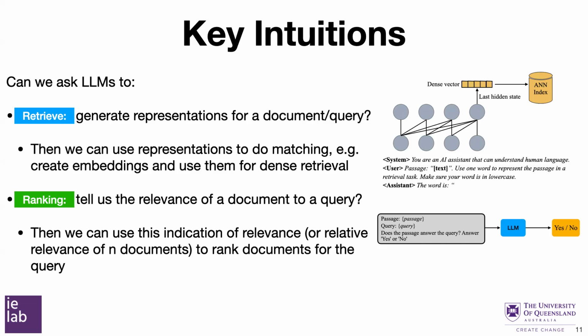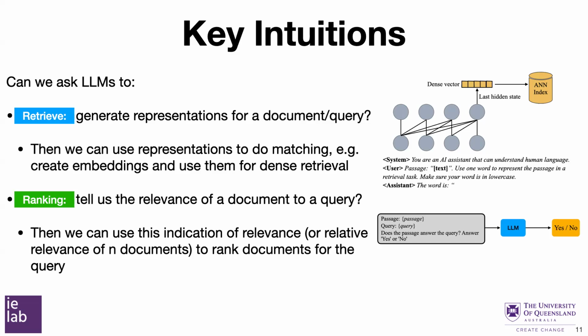So in the retrieve task, we are really going to use this bi-encoder architecture that you heard yesterday from Sean. And instead in the ranking task, we are really using this cross-encoder type of architecture, right? We are giving the query and the document at the same time to the LLM. And we ask it, can you tell us the relevance? And then we can use that indication of relevance or relative relevance of a set of documents to the query to then rank the documents.